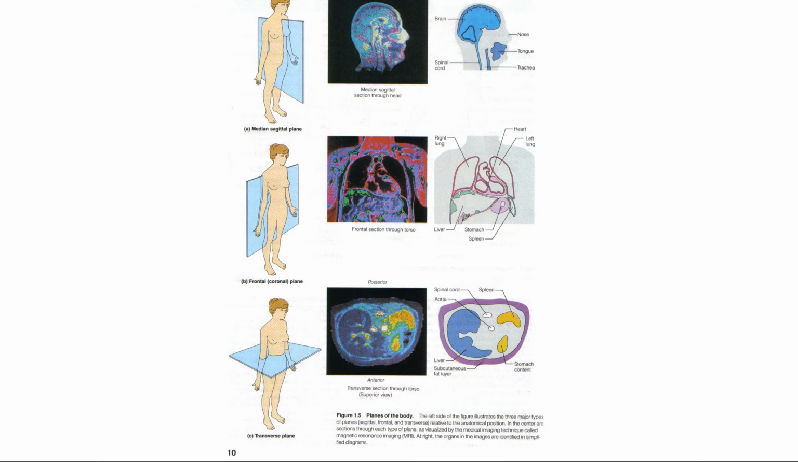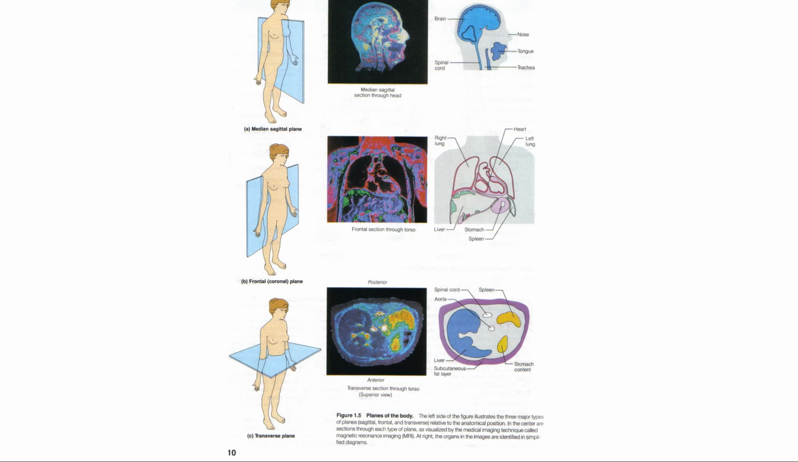Okay, your planes. This one is a little tough. It's something you have to go over several times. And I think I have a video posted on this, so make sure you look at that. So in that figure A there, that particular plane is the median, also known as the sagittal plane. That divides a person into equal right and left halves.